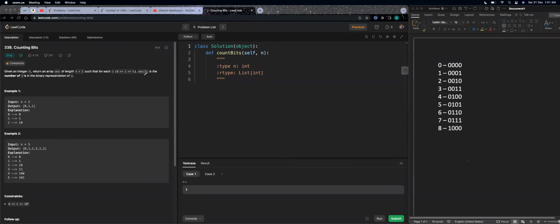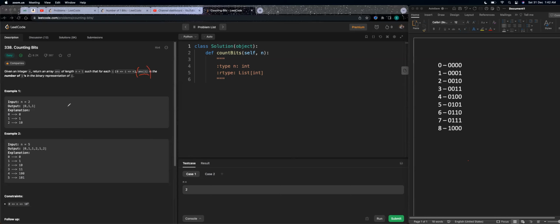So today we'll be discussing another problem of the Blind 75 series. The problem of the day would be Counting Bits, problem 338 on LeetCode. In this given problem, we have been given an integer n and we have to return an array answer of length n plus 1 such that for each i in the range of 0 to n, the answer at the ith position in our array is the number of ones in the binary representation of i.